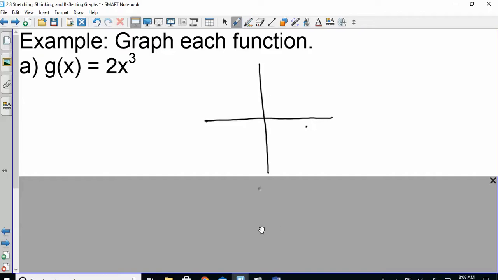So if I have 2x cubed, what is my parent function? X cubed, which looks like the chair. Minimum of 3 exact points, but you certainly could have more than that. So 0 cubed is 0, 1 cubed is 1, negative 1 cubed is negative 1. As long as you know it looks like a chair, that's probably enough. But if you didn't, you just plug in some more. Plug in 2 and negative 2, and you'll get your graph. So that's my parent function.